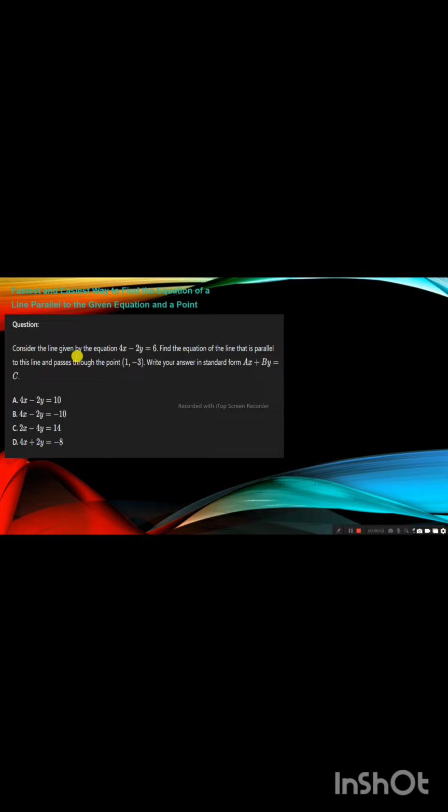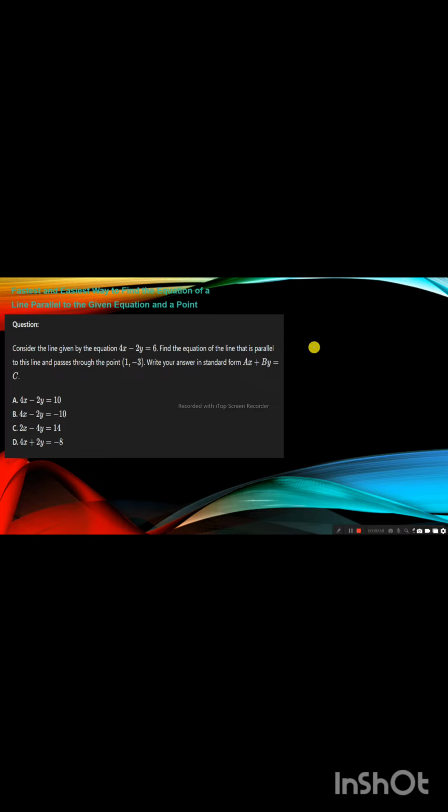Consider the line given by the equation 4x minus 2y equals 6. Find the equation of the line that is parallel to this line and passes through the point 1 and negative 3. Write your answer in standard form. Okay, we have four options here.